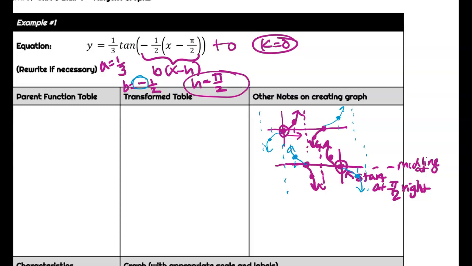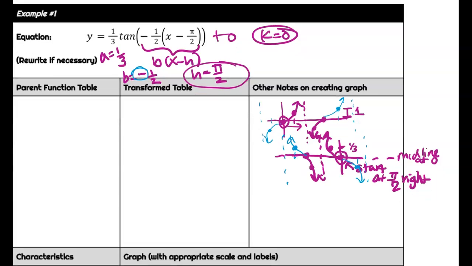So that just means we don't call it amplitude anymore, but we had still plotted these points from the parent function 1 unit above and 1 unit below the midline. Now we only want those to be 1/3 of a unit above and 1/3 of a unit below. So we can basically create this graph if we know the scale.